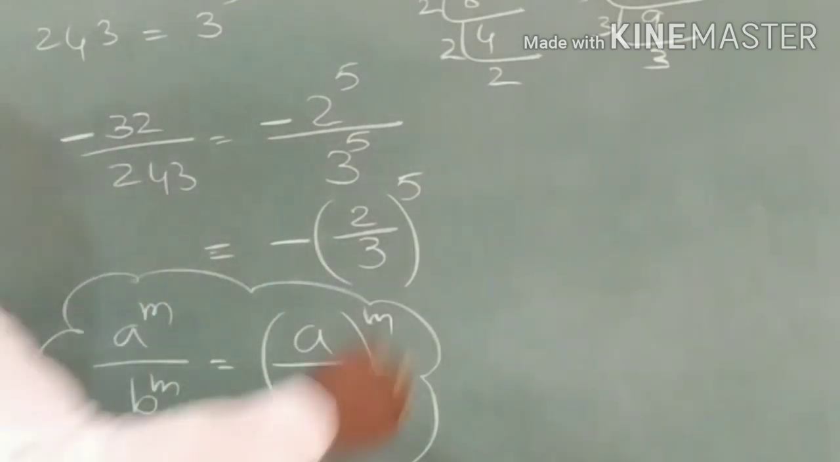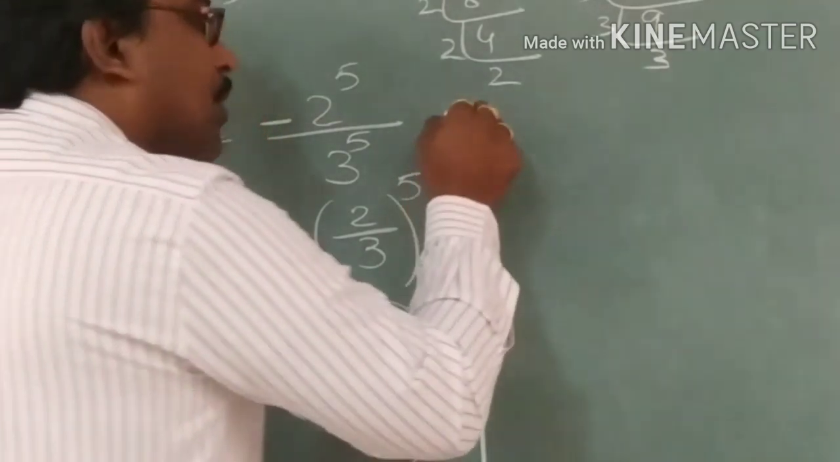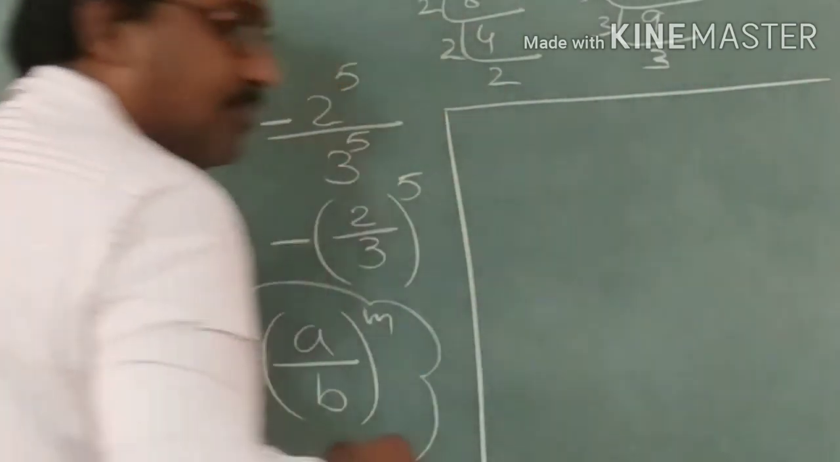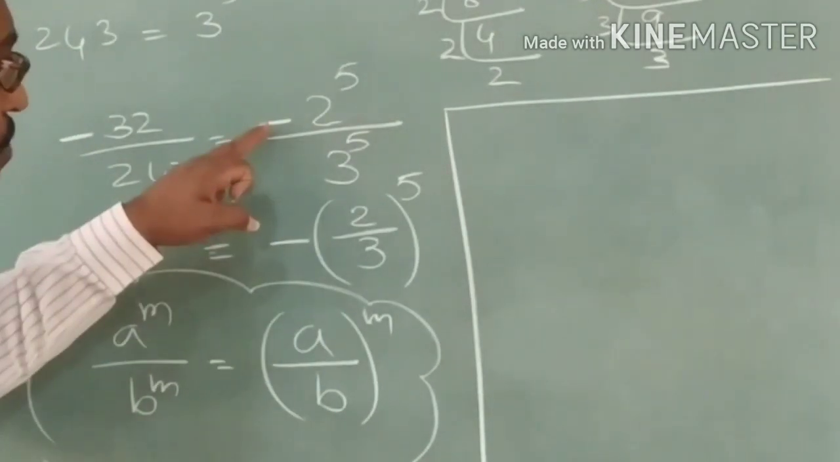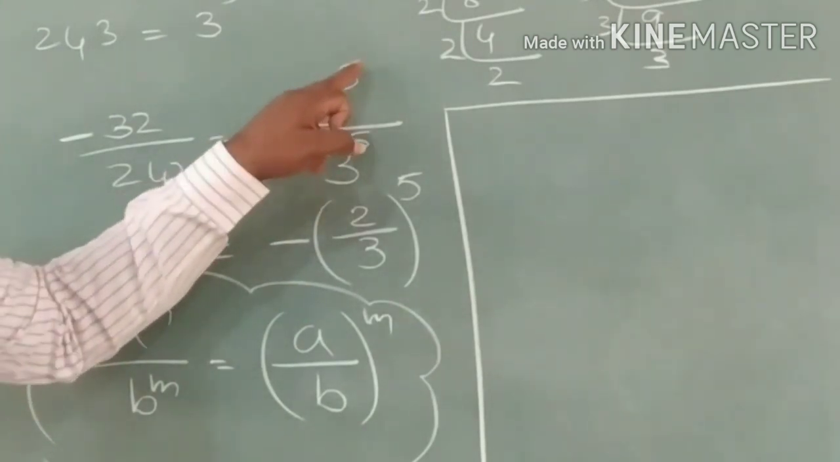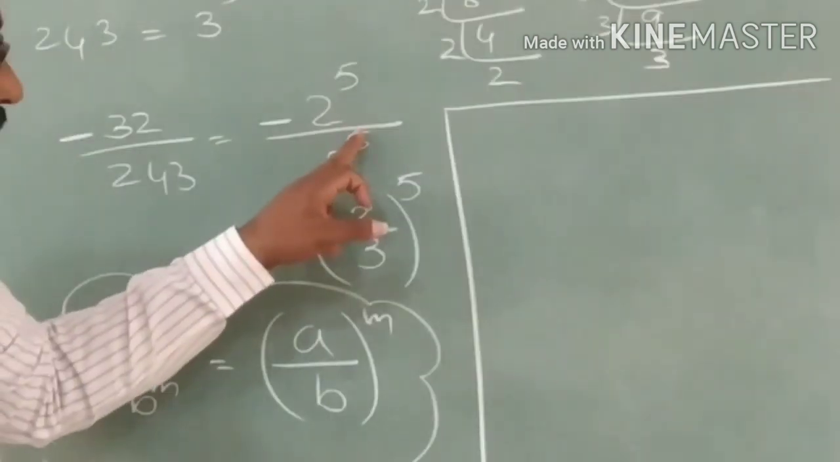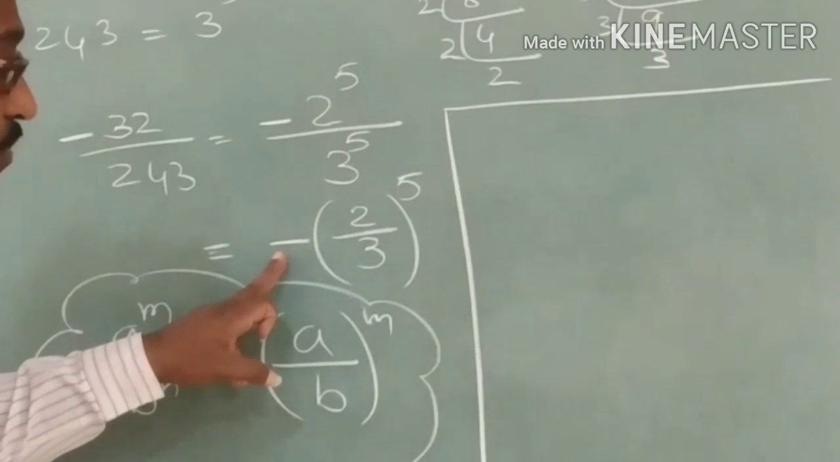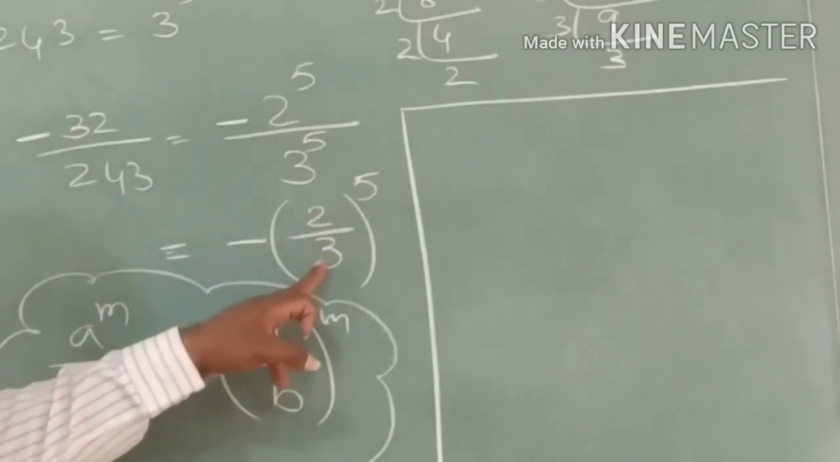So this is the formula I used here to simplify. And a very important thing we need to discuss here: I wrote minus 2 to the power of 5 by 3 to the power of 5.